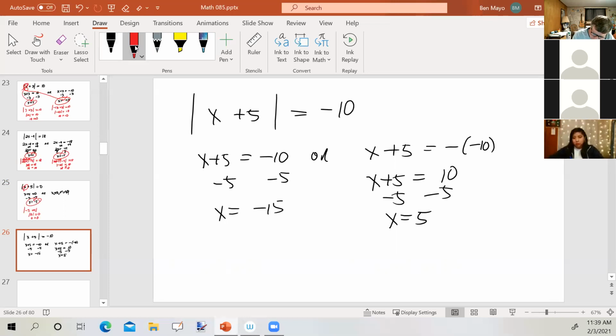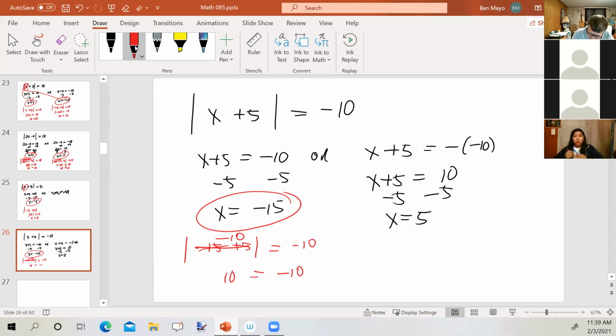Let's go back and check our work. If x is negative 15, we get the absolute value of negative 15 plus 5 equals negative 10. Negative 15 plus 5 is negative 10. The absolute value of negative 10 is 10. So we get 10 equals negative 10. So that doesn't work.